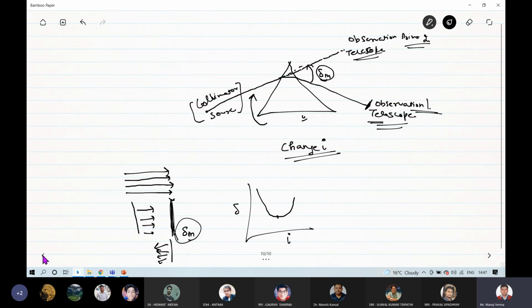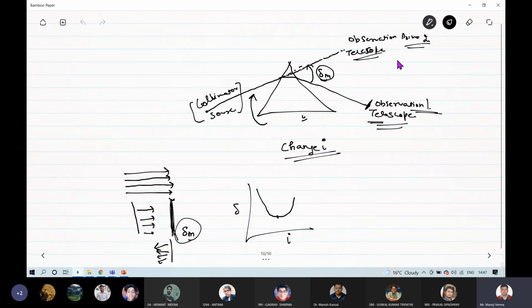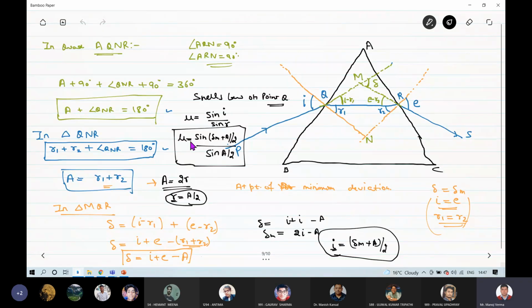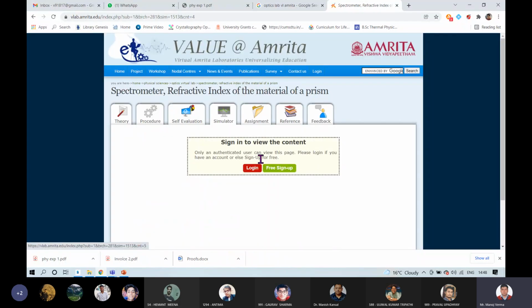Now, if you look at the formula, there are only two parameters on the right hand side, delta M and A. A you have previously found. Delta M you can find with the help of this condition of minimum deviation. So with the help of this formula, you can find the refractive index of the material of the prism. I will show you how the condition of minimum deviation looks on this simulator, as well as on your original spectrometer. I will directly go to the simulator.